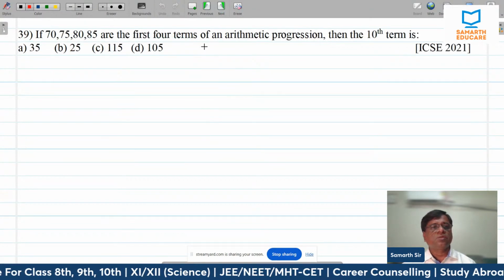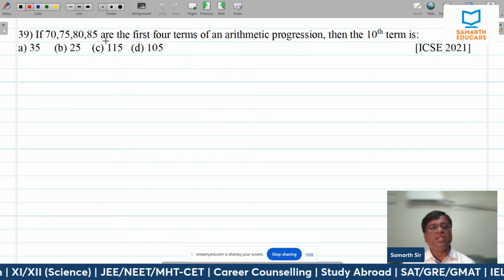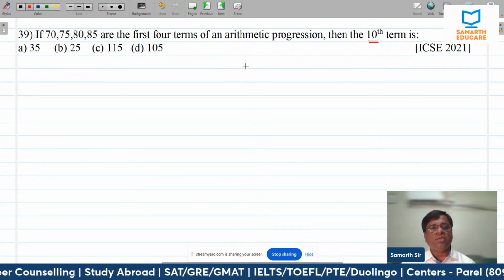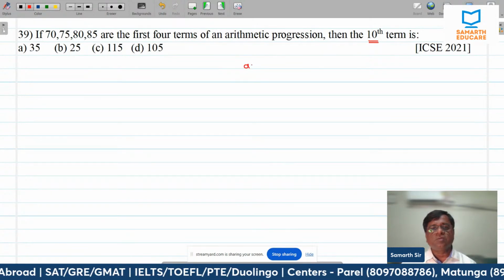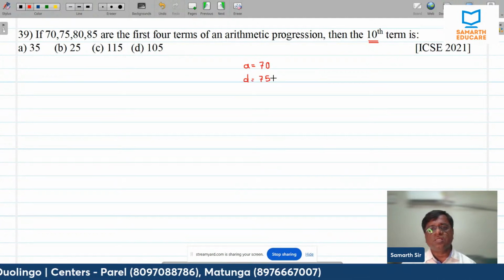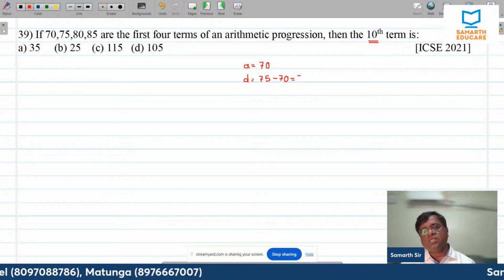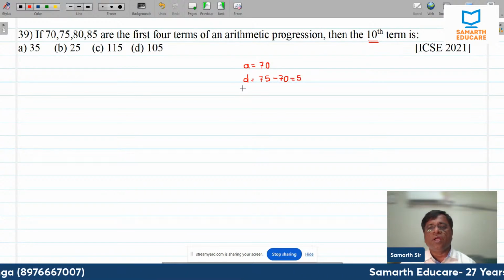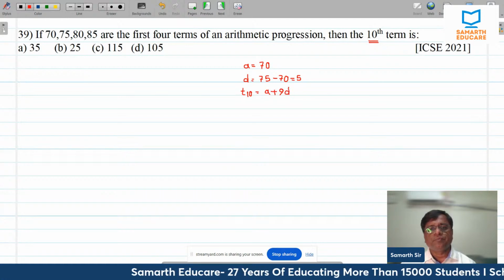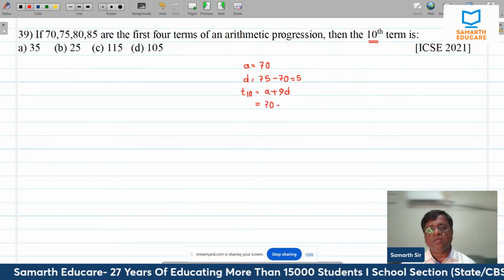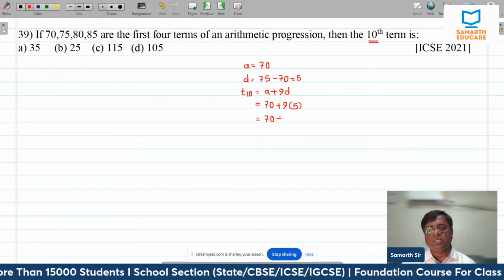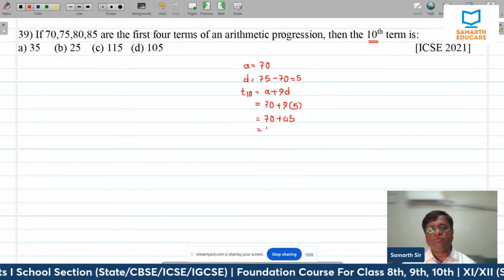Now the next part is, if 70, 75, 80 and 85 are the first four terms of an AP, then the 10th term is. One way is simple: A is 70, D is 75 minus 70. Don't be in a hurry, but at the same time see where to save time. The 10th term is A plus 9D. The value of A is 70 plus 9 into 5, so that is 70 plus 45. So the answer is 115.